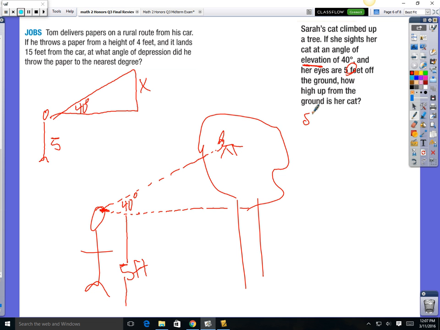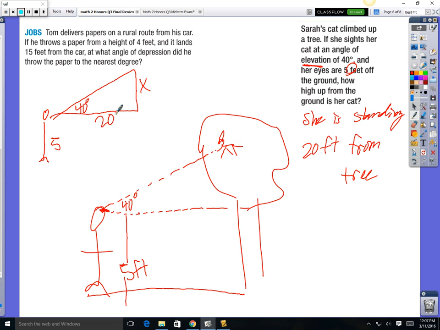so I've got to add something to it. Let's say she is standing 20 feet from the tree. So here's the tree right here. So her distance, this piece is 20. Okay, now you can find it. So I'm pretty sure there's not enough information as it is. There's cat. She sights her cat. Elevation of 40. Her eyes are 5 feet off the ground. Yeah, that's not enough info. So we'll say she's 20 feet away from the tree. Okay, now mark it from there.